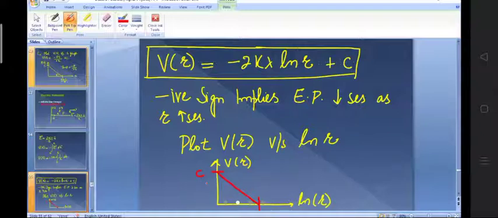This is the value of the potential where ln of R is equal to 0, which is equal to C, a constant. And then from there you can calculate this as well. For example, if this is theta, you can write down here tan theta is equal to minus 2k lambda, which is the coefficient of ln of R. So we have calculated the electrostatic potential because of this line charge.